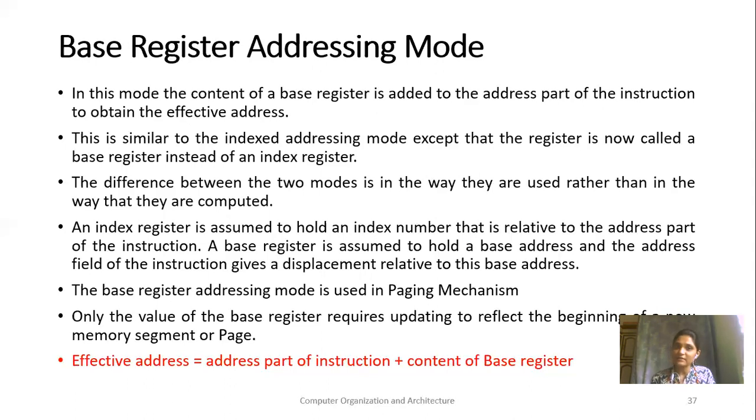The main use of the base register addressing mode is in the paging mechanism to change your page, that is in the memory part. We will see this further in this subject, but it is largely used for the paging mechanism, where you fix your starting address and change your relative address by changing your address field. So your effective address will be the address part of the instruction plus the content of your base register.